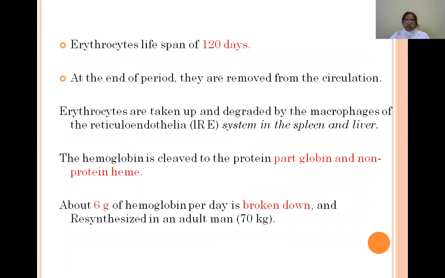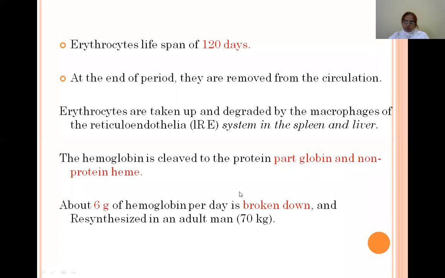Now see the degradation of heme. The lifespan of erythrocytes is 120 days. At the end of this period, they should be removed from the circulation. For this purpose, they enter the spleen and liver, where erythrocytes are taken up and degraded by the macrophages of the reticuloendothelial system. The hemoglobin is cleaved into two parts: the globin part, which is protein, and the heme part, which is non-protein.